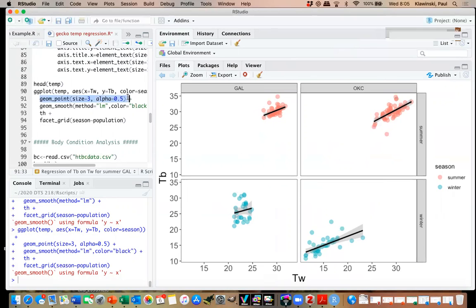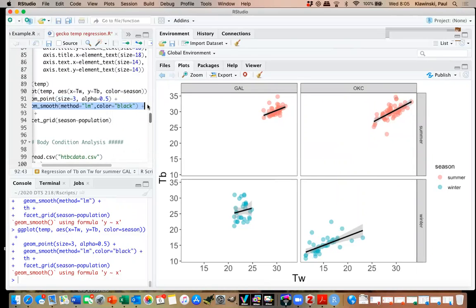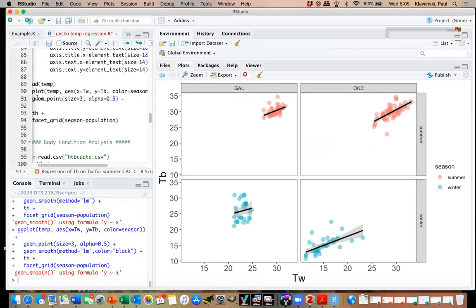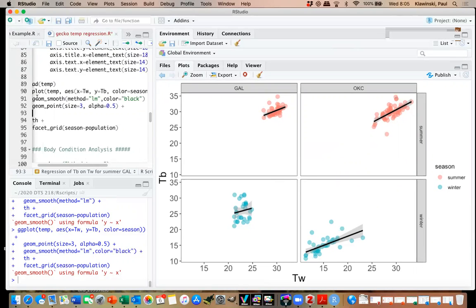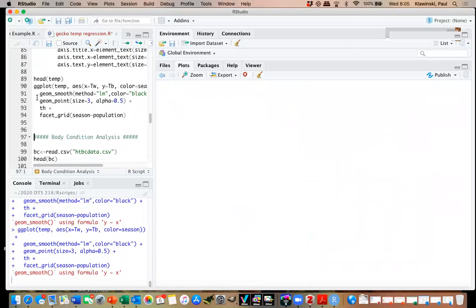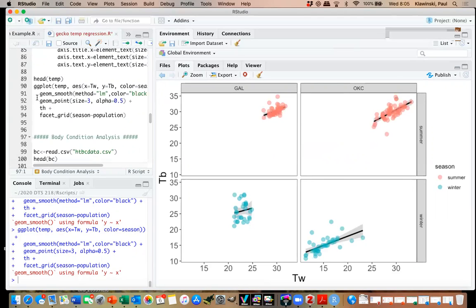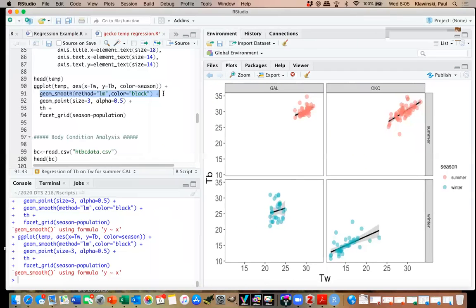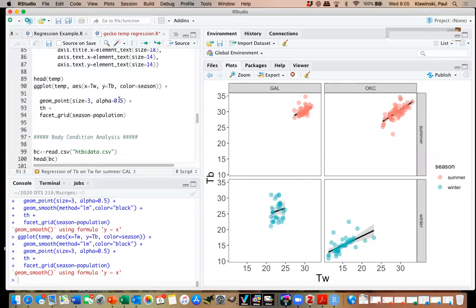And so anyway, the order of things matters because it plots things in the order that you give it to them. And so if I moved geom_smooth in front of geom_point, and this is hopefully something that you just kind of picked up as we went along, you'll see that these points will overlap the line and make the line harder to see. And so I generally put my line last so that I can see the line if the line is important to me.